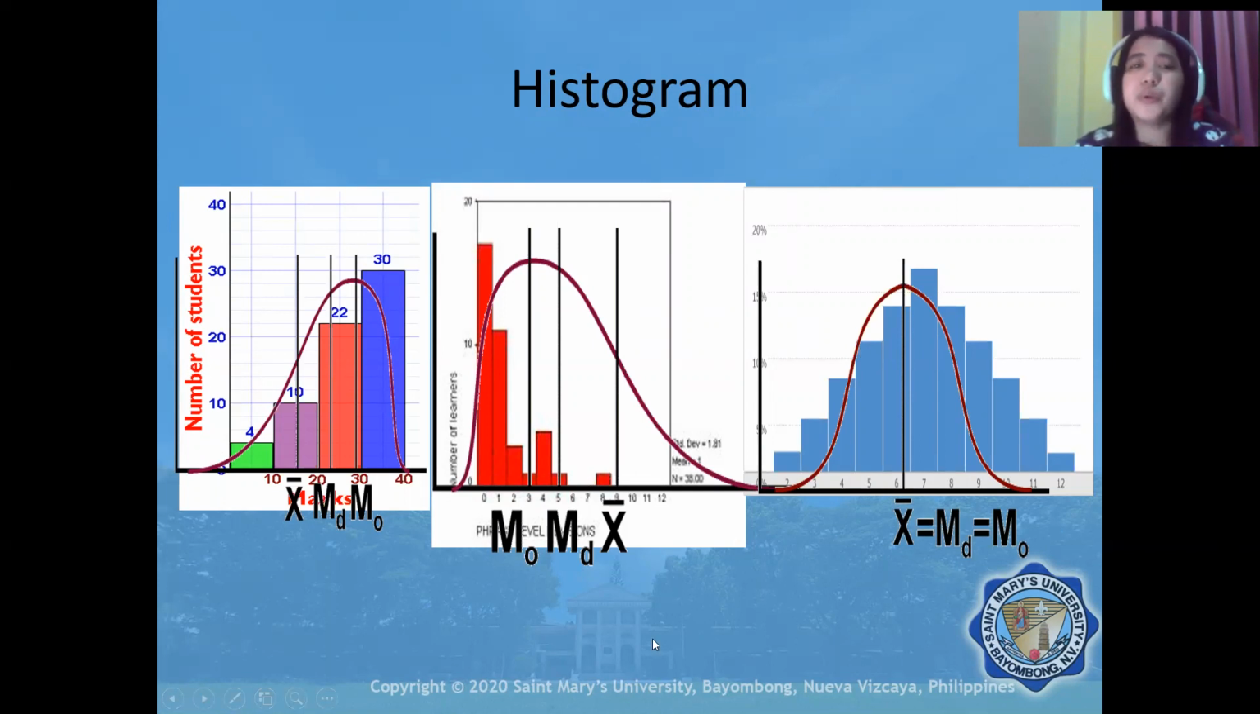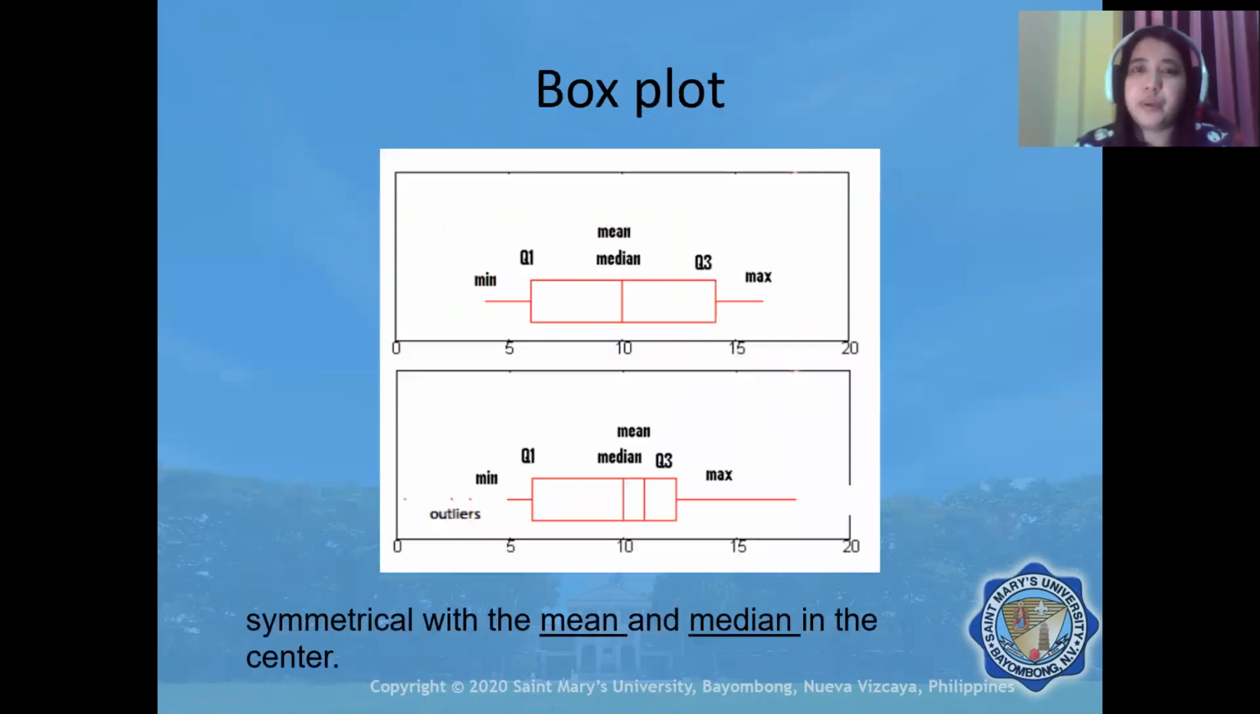So if we are going to draw a curve on our histogram and it looks like a bell shape, it is normally distributed. Okay, so the next one as mentioned is box plot.